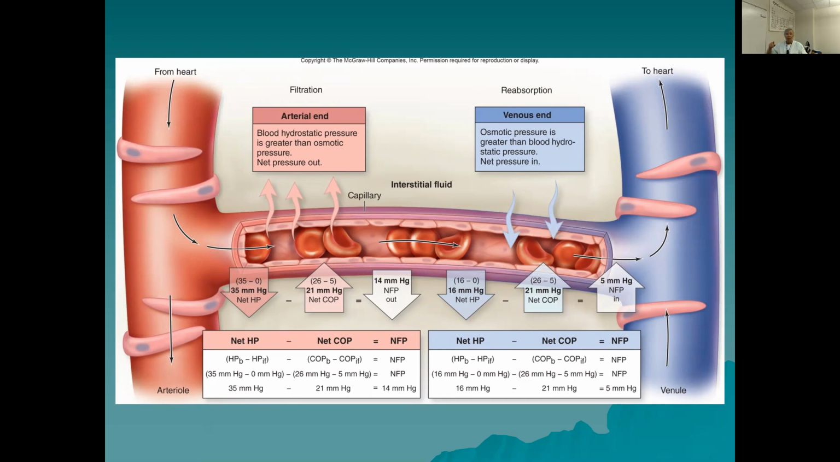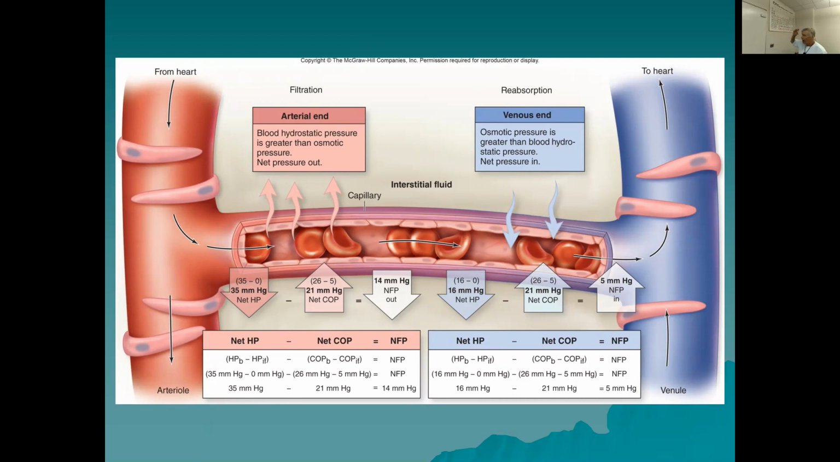When the net filtration pressure is negative, water is forced from the interstitial fluid into the blood. And remember, that is because there is protein dissolved in blood, and there's no protein in the interstitial fluid. So there's a water concentration gradient across the capillary. And then the fluid flows back into the venule and goes back to the heart.